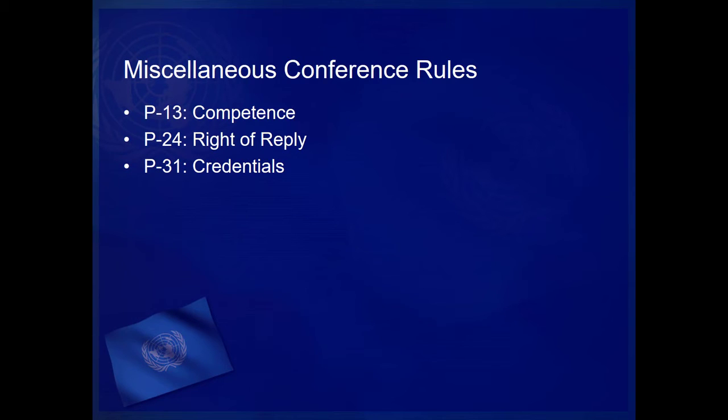P31 Credentials is the rule that permits a delegation to challenge the credentials of another delegation if there is a major discrepancy between the member state's vote on a proposal and the member state's actual policy on that item according to that member's policy statement. The challenge must be submitted in writing to the committee chair, who informs the Secretary General of the challenge. The Secretary General then calls a meeting of the Credentials Committee to review the evidence and to make recommendations to the General Assembly. The General Assembly then renders its decision regarding the credentialing of the member state.